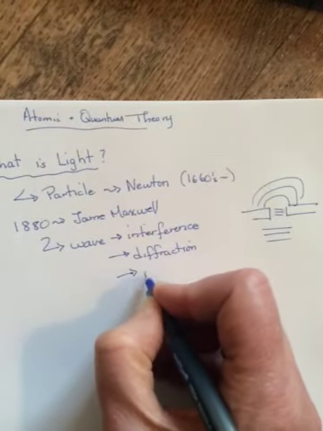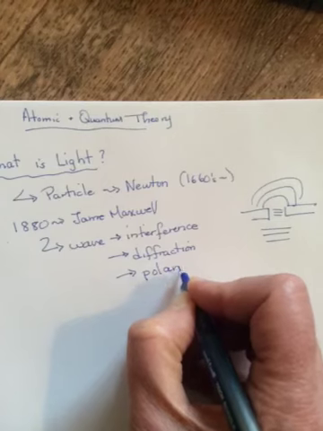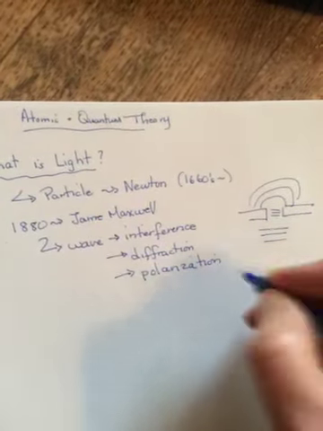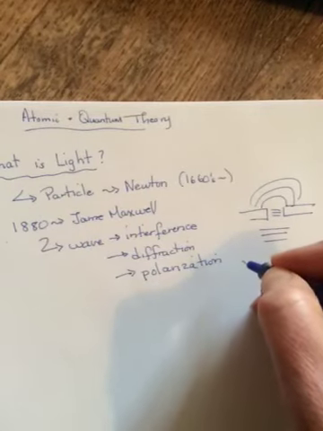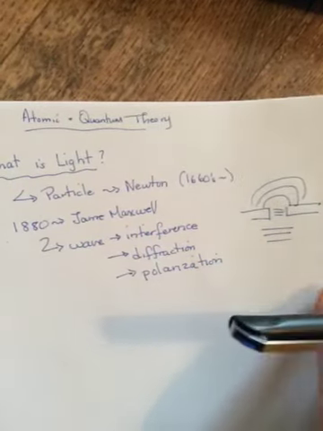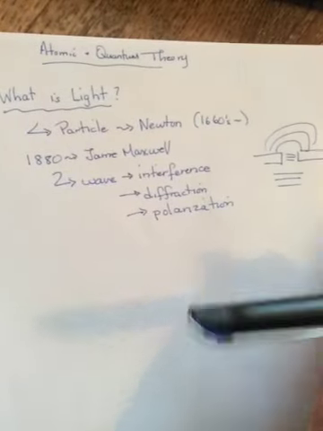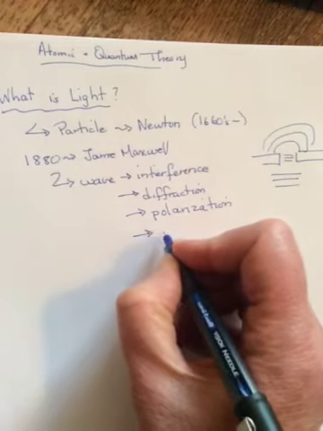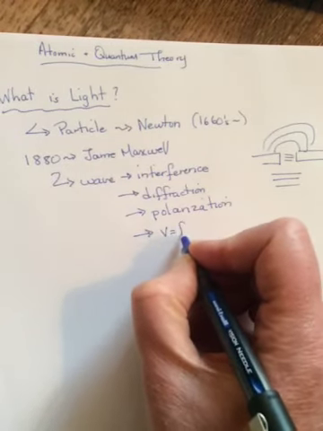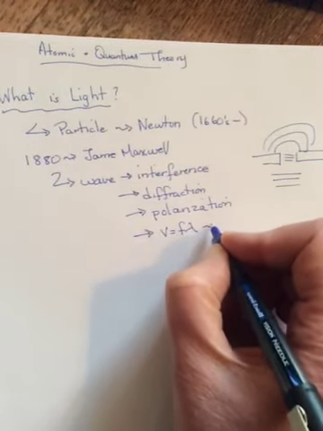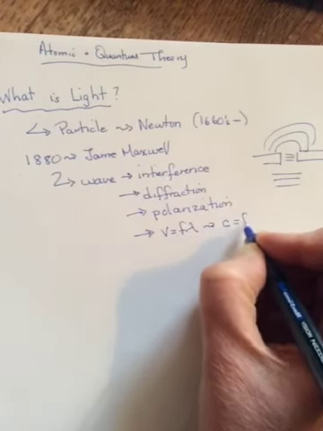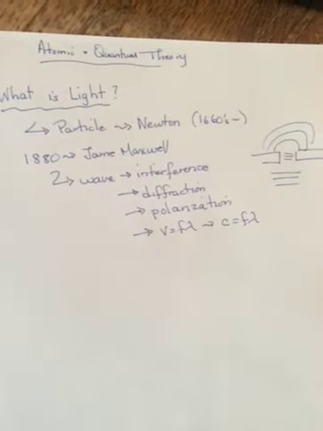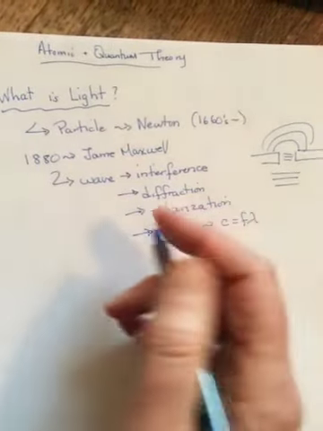And then we also know that you can polarize light. And polarization is when you separate out the different vibrations to just one. It's what your sunglasses do. And only transverse waves can be polarized. So light must be a wave. And then we also know that the wave equation, v equals f lambda, for light can become c equals f lambda, where light has a frequency and a wavelength. If light has a wavelength, it must be a wave.